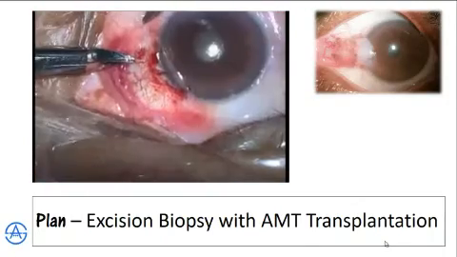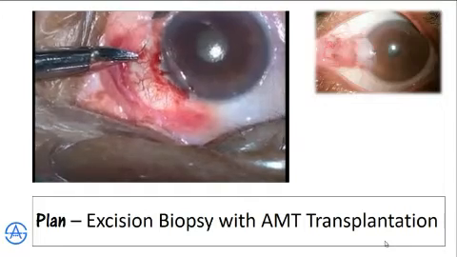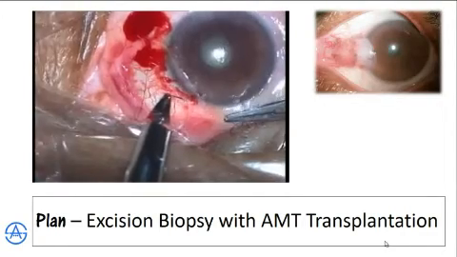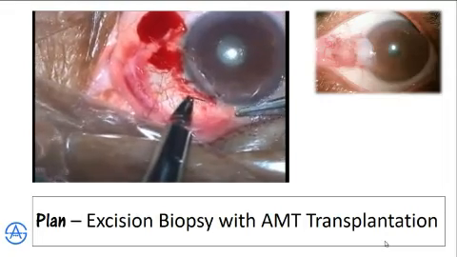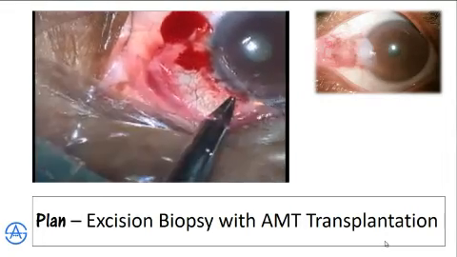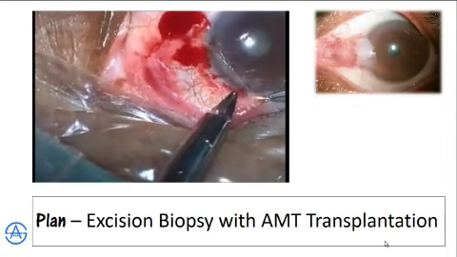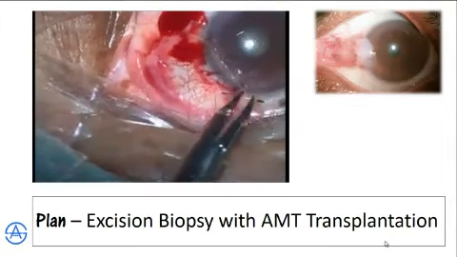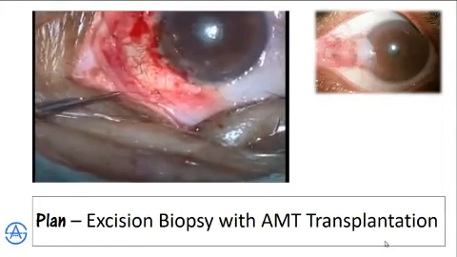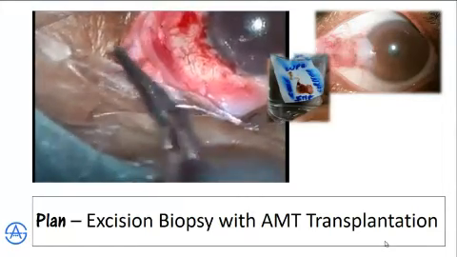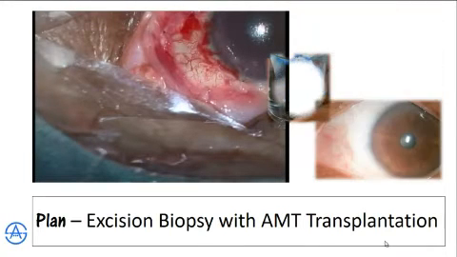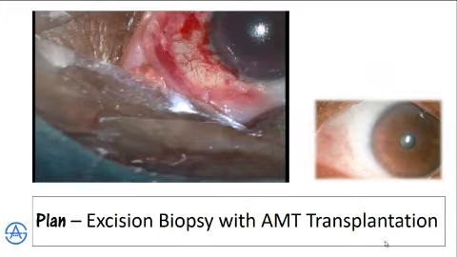Stay sutures are placed with an episcleral bite. And the lesion was excised, and this is how the eye looked 2 weeks post-operatively.